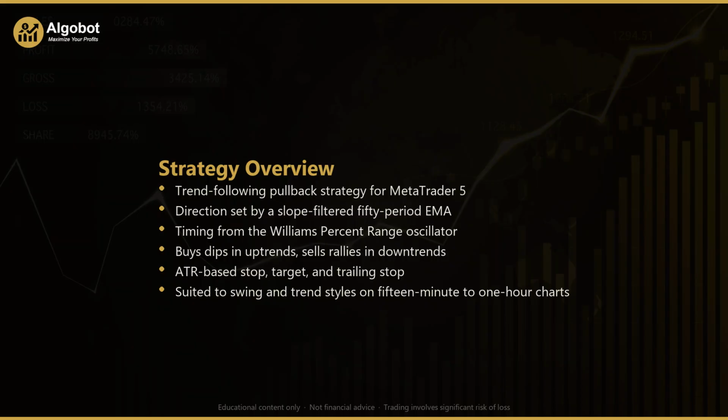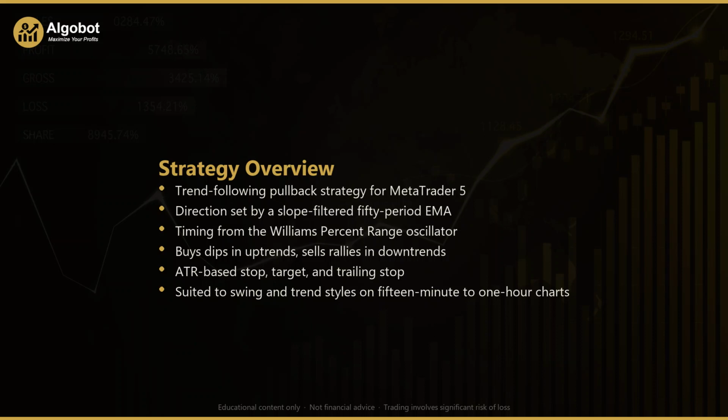The trend filter is an exponential moving average, set to 50 periods by default. But the strategy asks for more than price simply being on one side of that average. It also requires the moving average itself to be sloping, rising for an uptrend or falling for a downtrend, measured over a short look back of a few bars. Requiring a genuine slope helps screen out the flat, choppy conditions where pullback entries tend to get whipsawed.